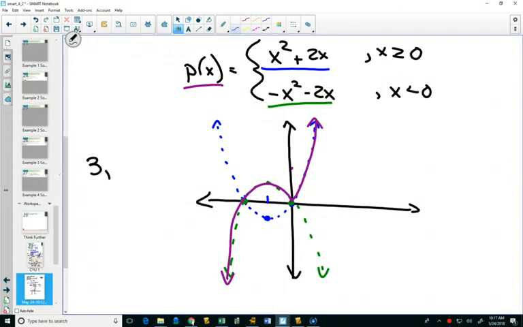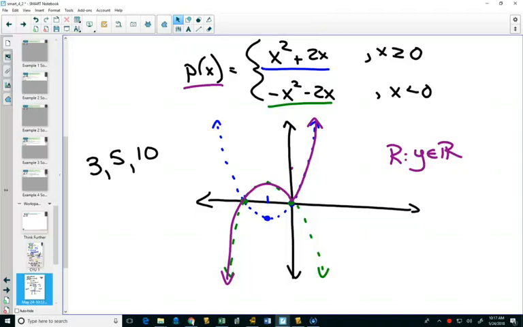Okay, questions for practice. 3, 5, and 10. Oh, by the way, now that we've graphed it, we can see that the range of our purple graph is everything.